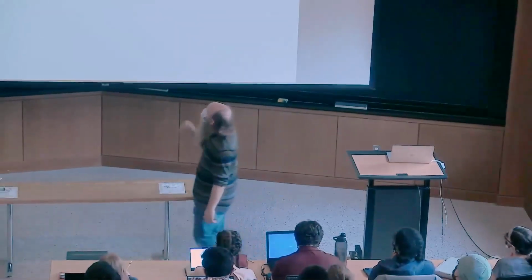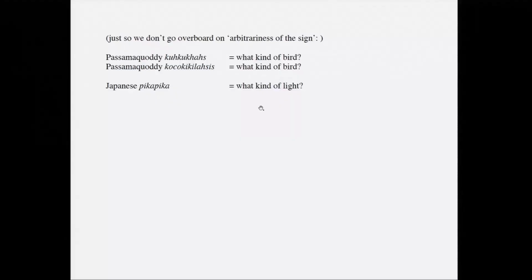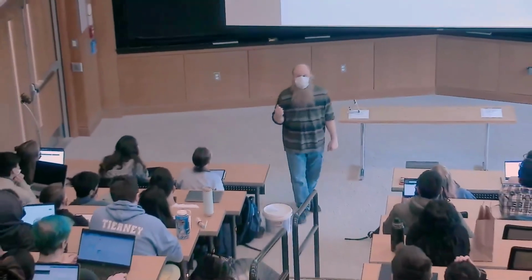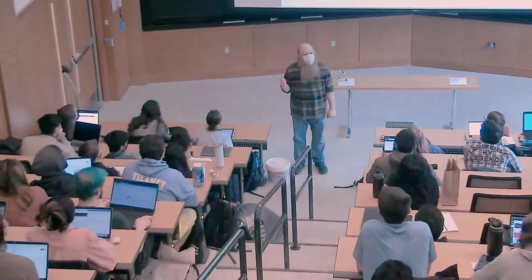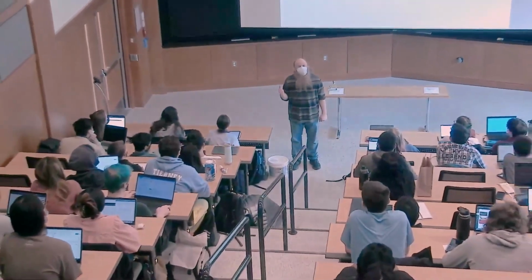Arbitrariness of the sign, quick sidebar about that. Of course, there are places where the arbitrariness of the sign seems not to be all that arbitrary. So here are some Passamaquoddy words. Passamaquoddy is a Native American language, an Algonquian language spoken up in Maine. There's a kind of bird in Passamaquoddy which is called cuckoo-calls. What kind of bird do you think that is?